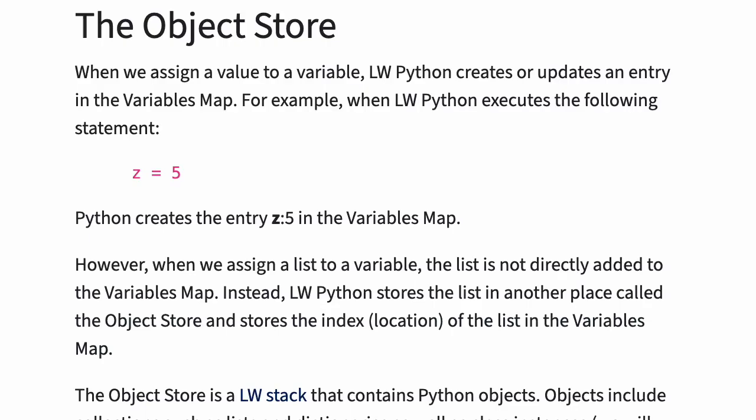When we assign a value to a variable, LWPython creates or updates an entry in the variables map. For example, when LWPython executes the following statement, Python creates the entry z5 in the variables map. However, when we assign a list to a variable, the list is not directly added to the variables map. Instead, LWPython stores the list in another place called the object store and stores the index, or the location, of the list in the variables map.